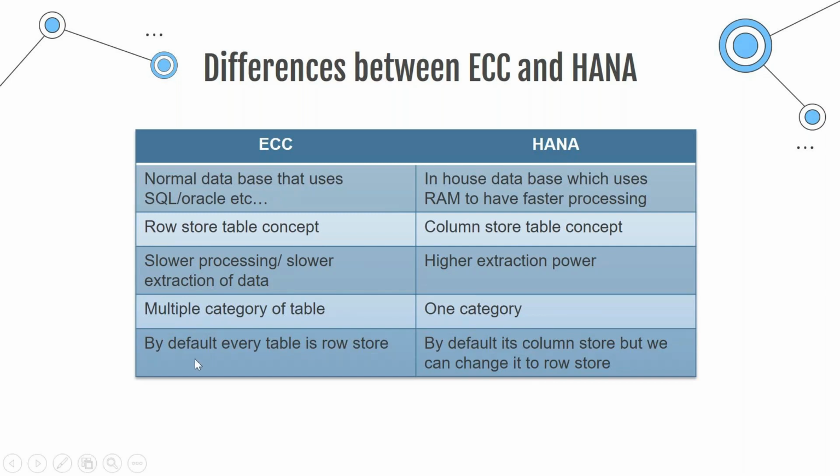Then in ECC system by default every database table is row store table. You cannot change it to a column store table. But in S4 systems by default it is column store, but we can make it a row store. By default it is a column store table, but we have the option to change it to a row store table. That is again one more benefit in your S4 or HANA system.